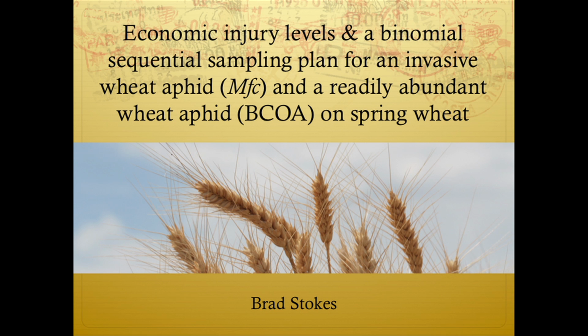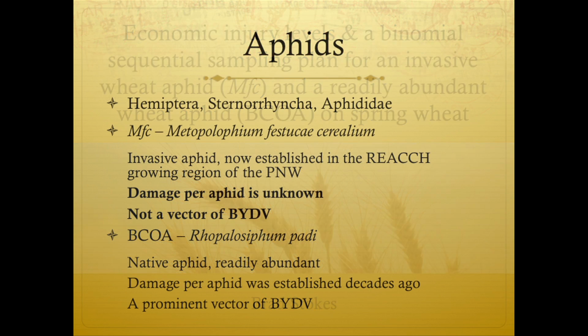The title of this: Economic Injury Levels and a Binomial Sequential Sampling Plan for 2 aphid species here. I'm going to call it MFC. I'm going to say the scientific name once. That's all you get. And the bird cherry oat aphid. And this is on spring wheat. And we applied in 2014, and we'll continue this year as well.